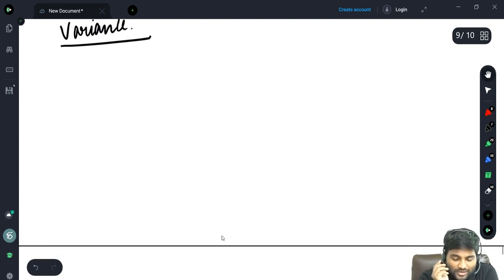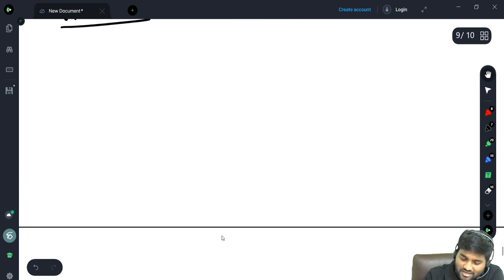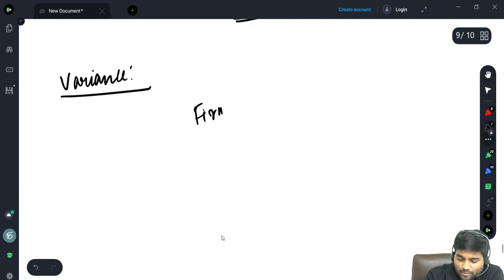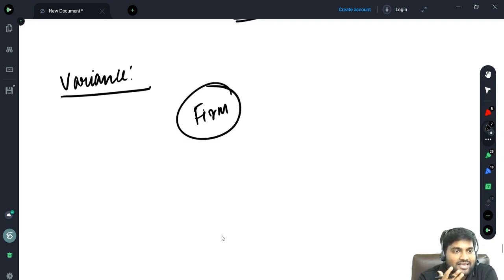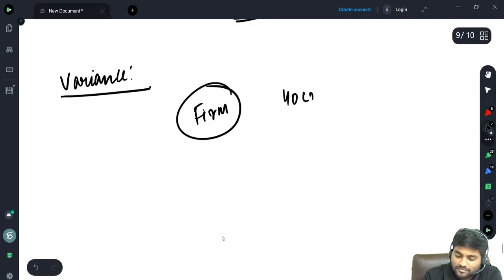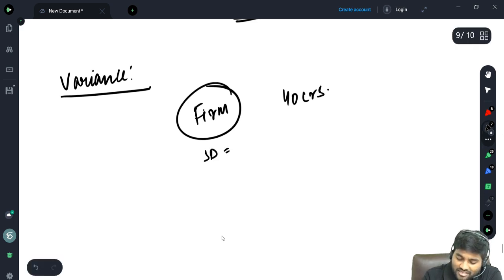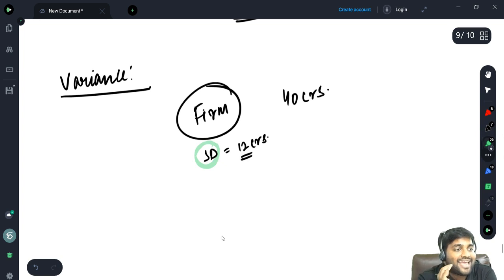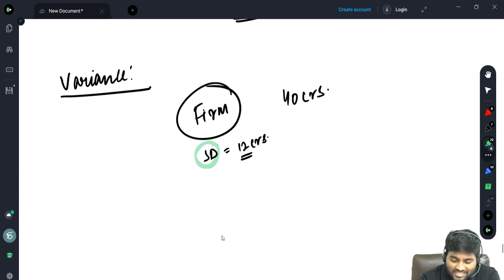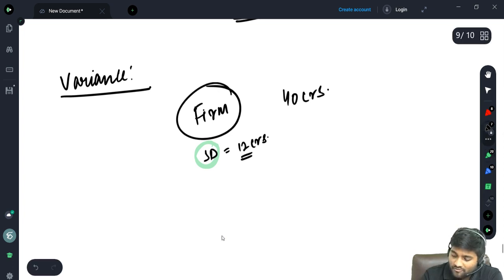So now variance. Let's say suppose there is a firm. Okay, first understand what is a variance. The average sales of the firm per annum is 40 crores. Okay, the average, the annual sales. And the standard deviation is 12 crores. So what is the standard deviation? Standard deviation is the average fluctuation around the mean. How much up and how much down the average sales can go. So if the standard deviation is 12 crores, we can say that on average, the firm sales will be 28 to 52 crores.